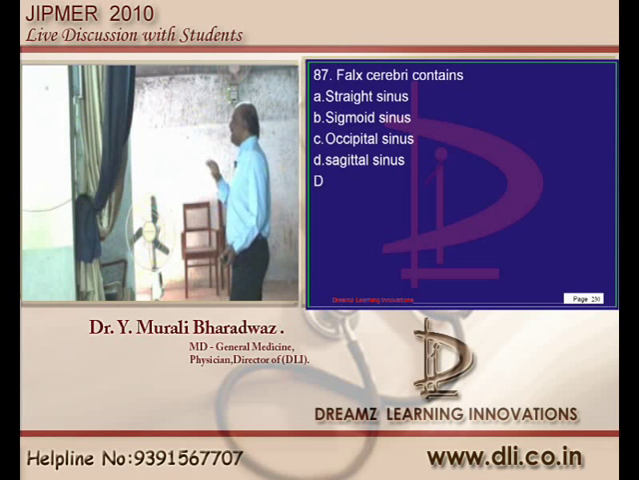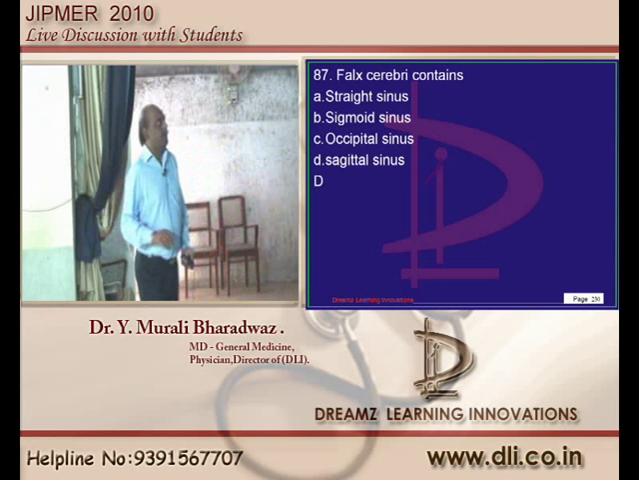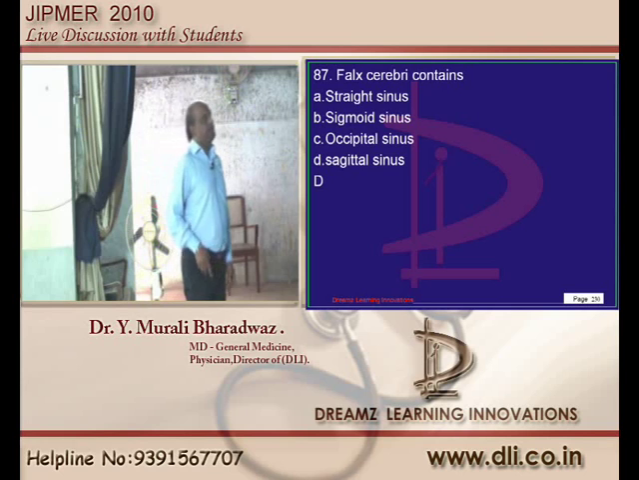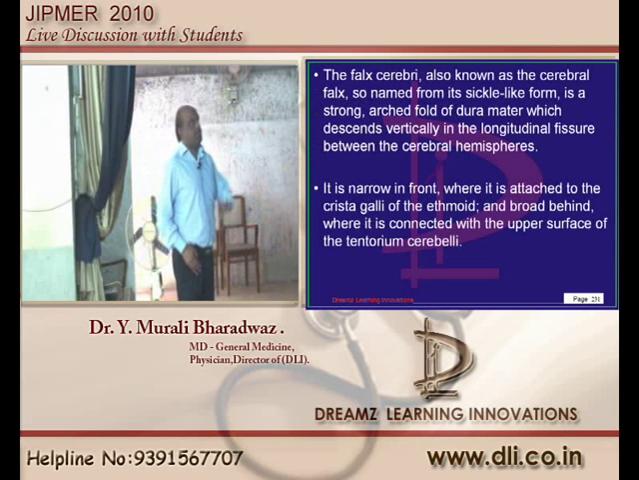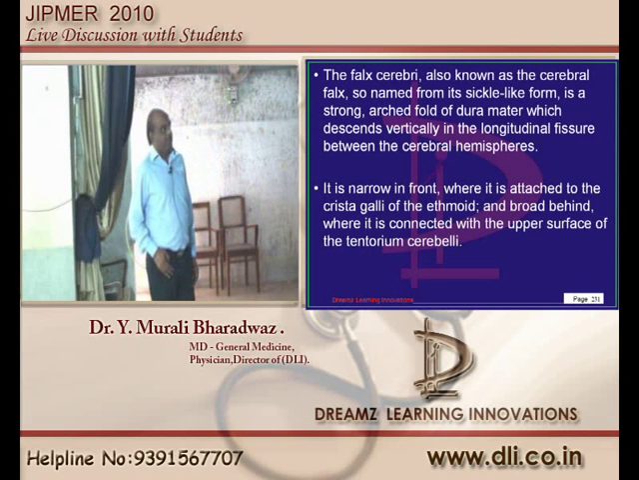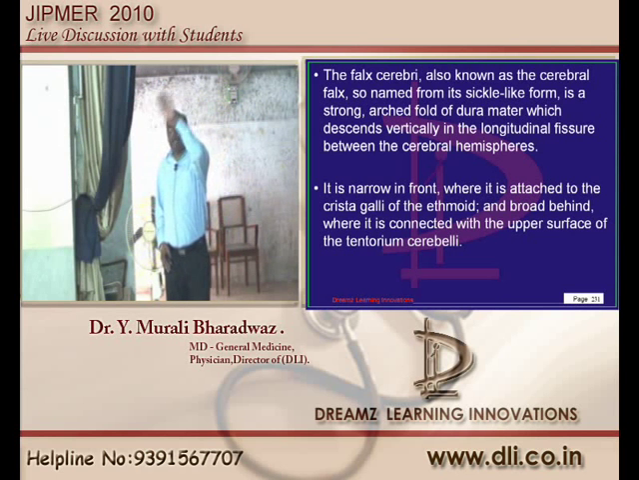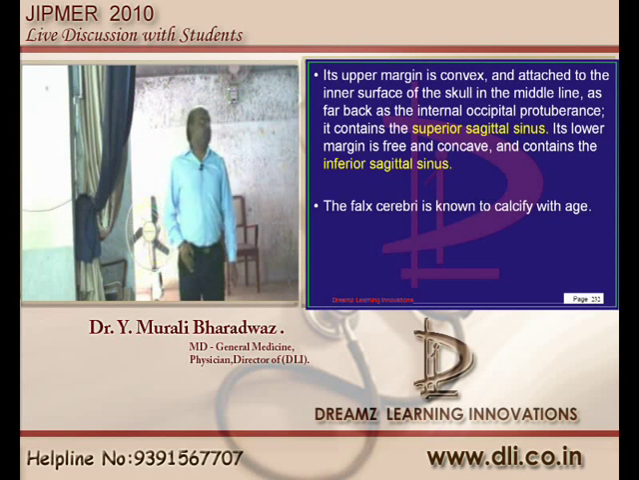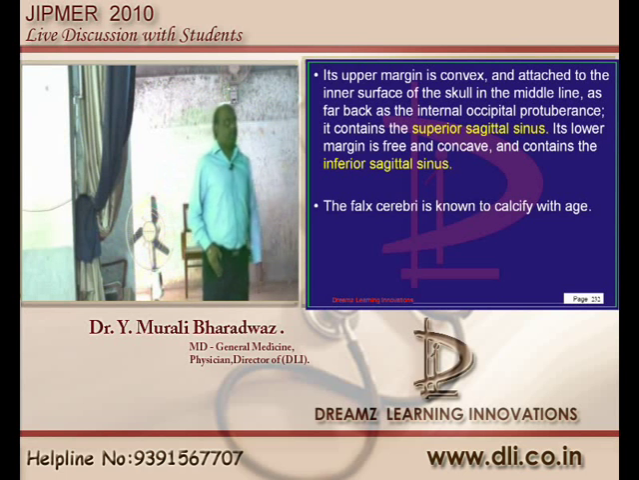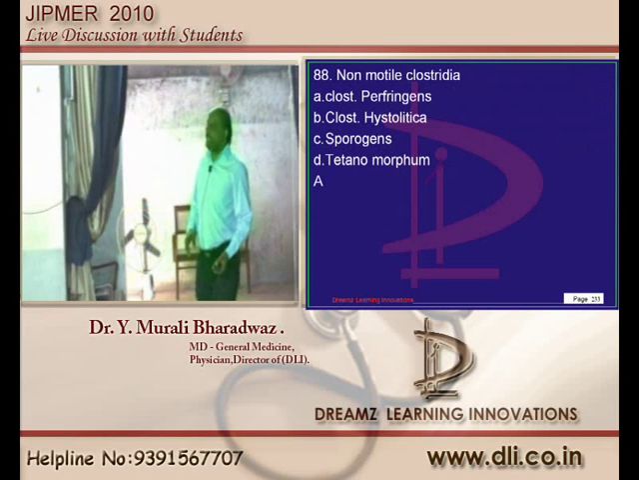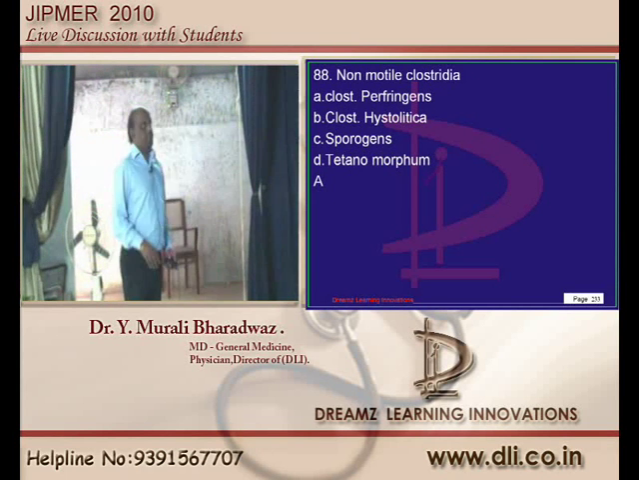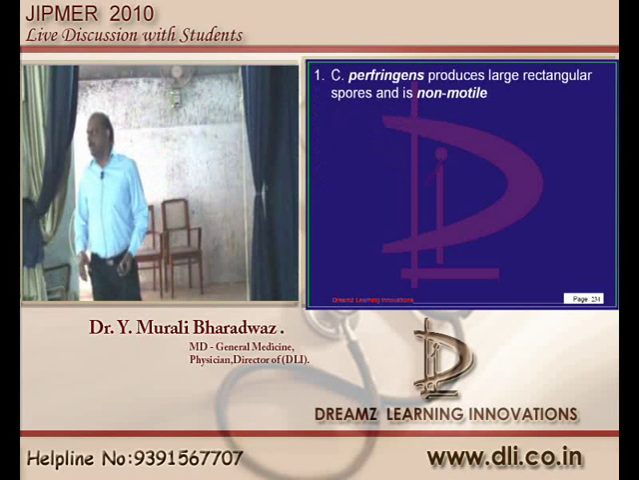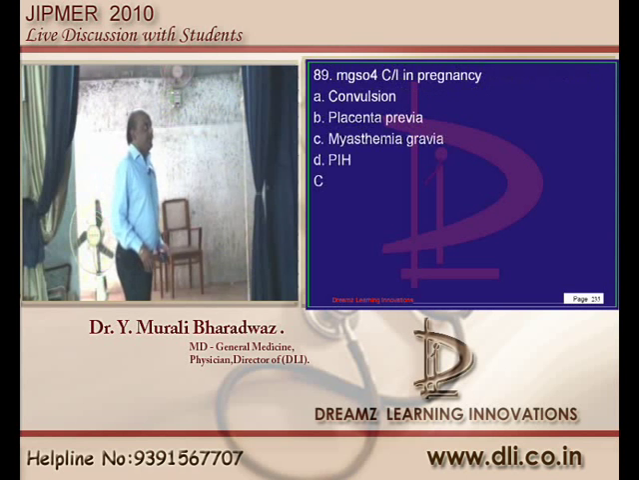What does the falx cerebri basically contain? Falx cerebri is that sickle shaped arched fold of dura mater, and the upper border of it contains the superior sagittal sinus, the inferior border contains the inferior sagittal sinus. So the sagittal sinus is a venous sinus which is located within the falx cerebri is what needs to be remembered. The Clostridium perfringens typically produces rectangular spores which are non-motile in nature.